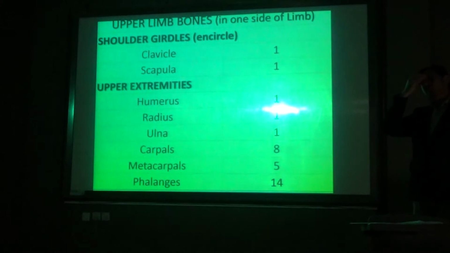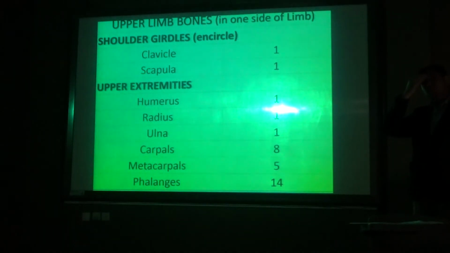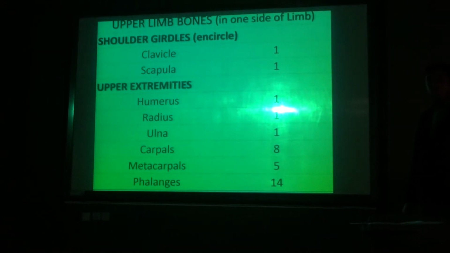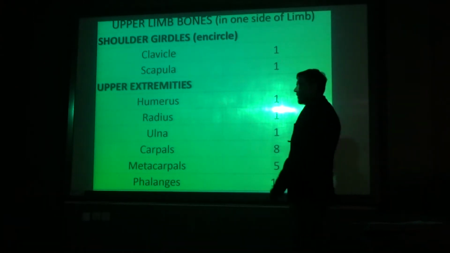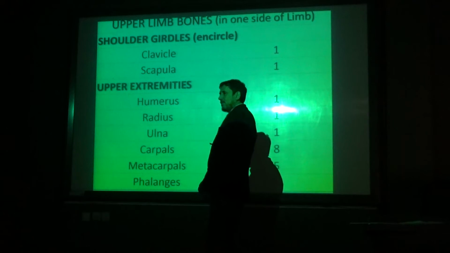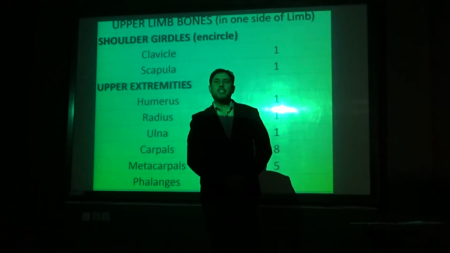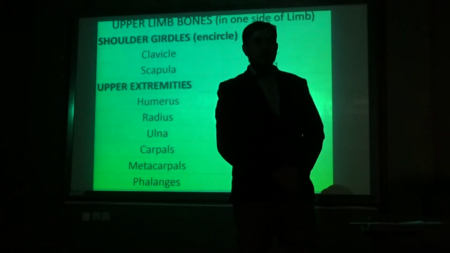Just guess yourself. How many do you know? You know the clavicle? You know the scapula? You know the humerus? You know the radius? You know the ulna. But the carpal bones, metacarpal and phalanges, these all bones are present in a hand.